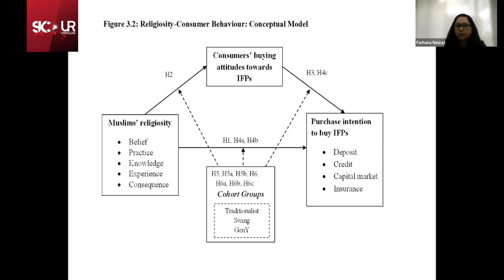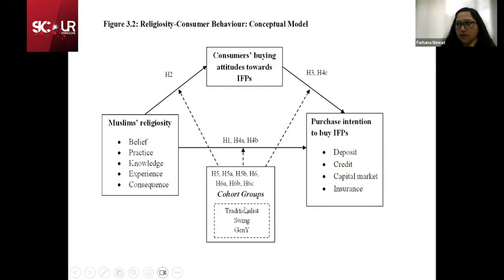All right, now come to this. I was talking about the moderator, right? I said that in general, for Muslims, the more religiosity they have, the more likely they are to have a positive attitude towards their Islamic financial product. But here, rather than the whole Muslim population, I would like to see what the strength of the relationship is for traditionalists, the swing generation and Gen Y.